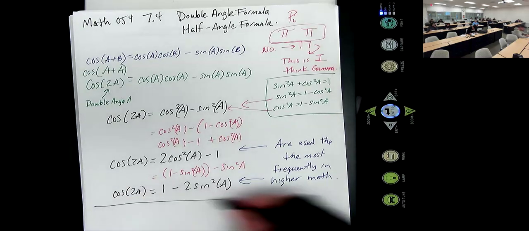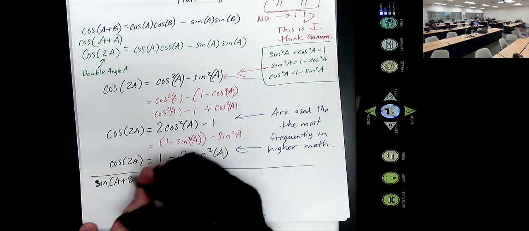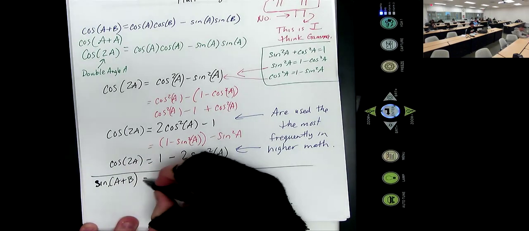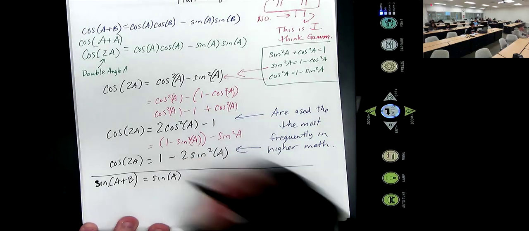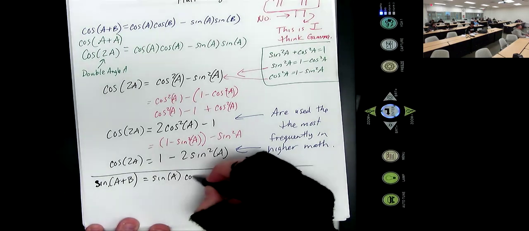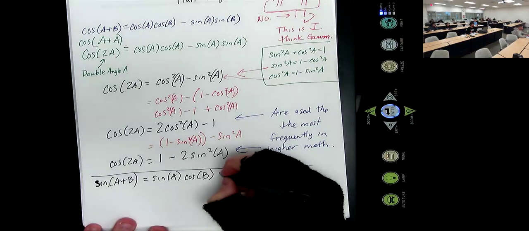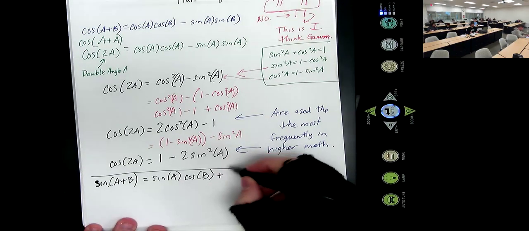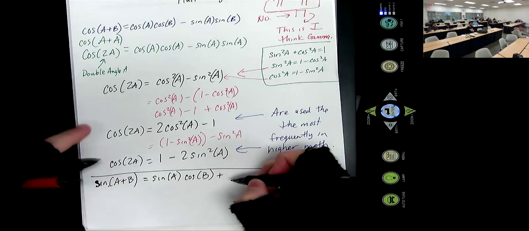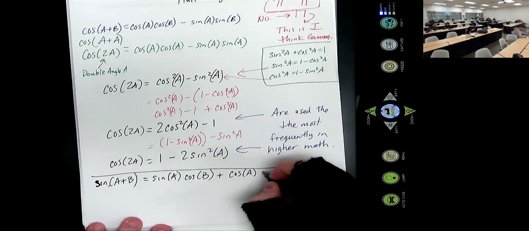What was the formula for sine A plus B? Sine A times sine B? No. Sine A cosine B, plus cosine A sine B. Same sign for sine, the same sign. Sine has the same sign, cosine has the opposite sign. And then you switch which letters are which in which trig functions.